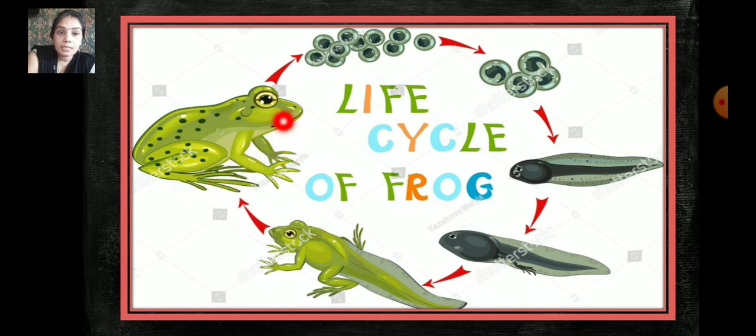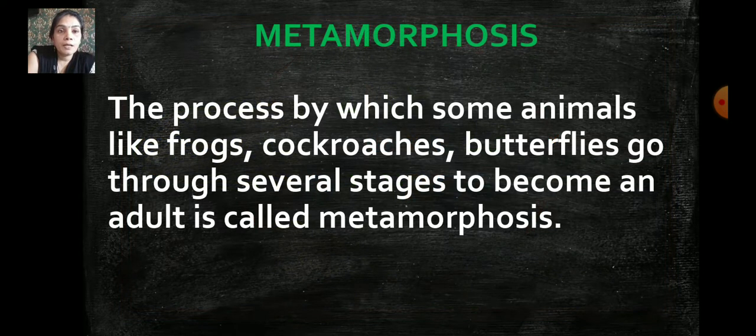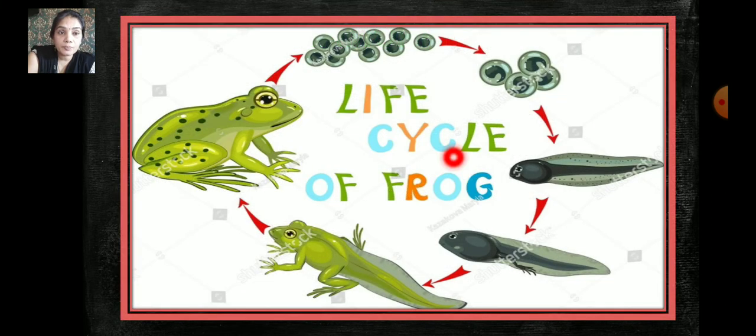And this is the adult frog. So these are the stages of the life cycle of a frog. Now what is metamorphosis? The process by which some animals like frogs, cockroaches, butterflies go through several stages to become an adult is called metamorphosis. Several stages means these are the stages.